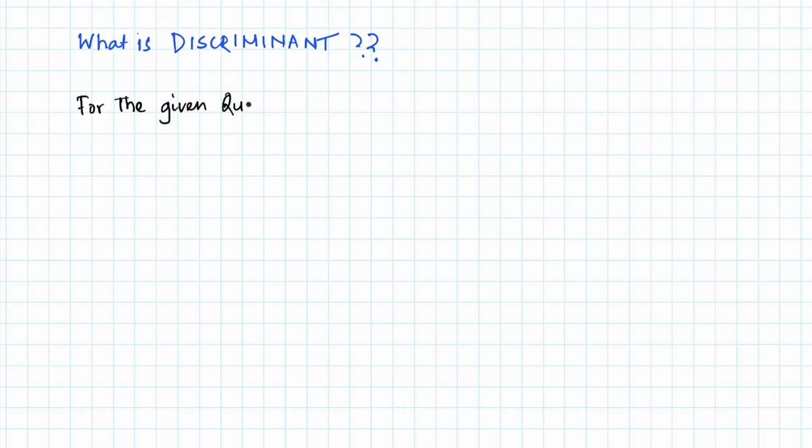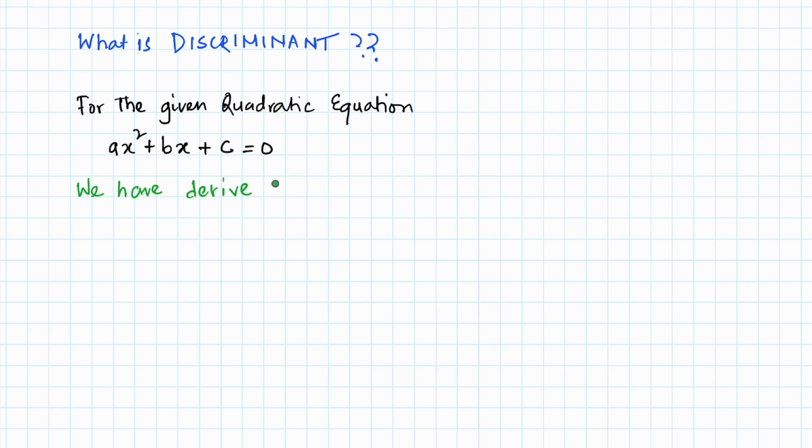with this particular topic. So first of all, what is a discriminant of a quadratic equation? Let's see. For the given quadratic equation, say ax square plus bx plus c equal to 0, we have derived the formula in the previous video.